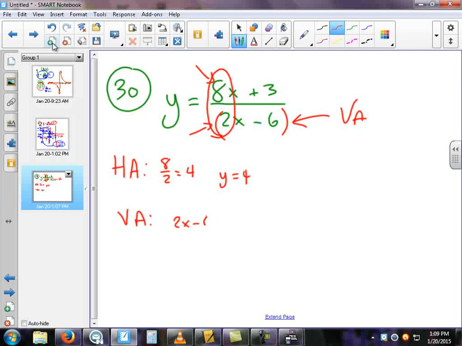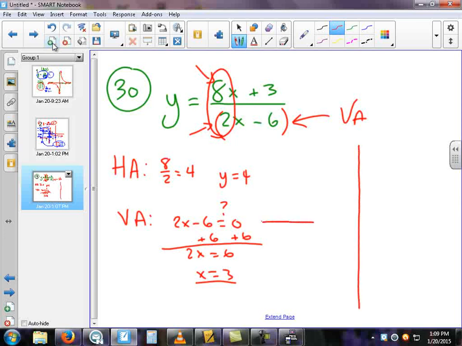We're going to say 2x minus 6 equals 0. We're not allowed to be 0 in the denominator, so we're going to figure out what it is we're not supposed to do. So I'll add 6. 2x equals 6, so x equals 3. So my vertical asymptote is x equals 3.